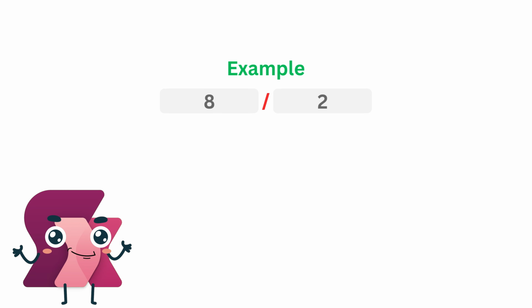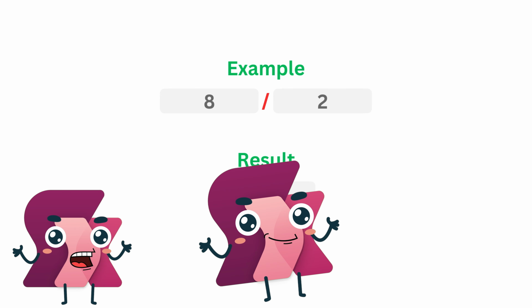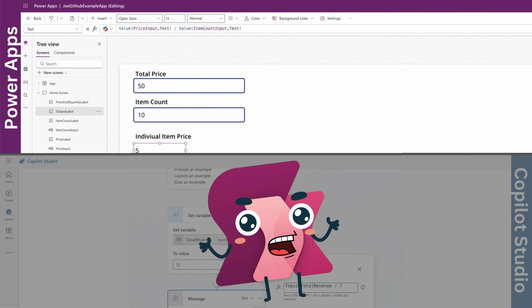Imagine you have two numbers, 8 and 2. Using the division operator, 8 divided by 2 equals 4. That's easy math, but this operator is also perfect when you need to break things into parts or calculate proportional values. In PowerApps, division is great for scenarios like splitting totals.